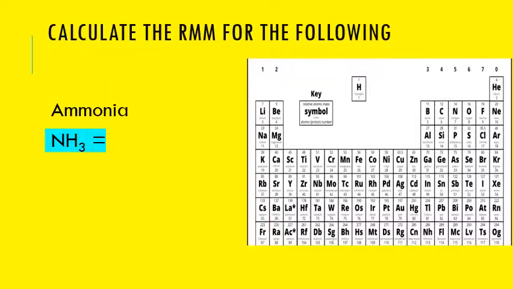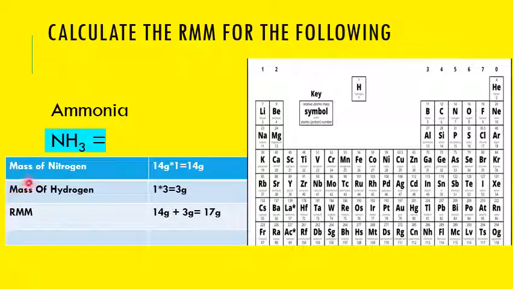That's it. So now we're going to figure out what the mass of ammonia is. So for the mass of ammonia, we're going to get the mass of nitrogen, and if we look at the periodic table, nitrogen is right over here, and the mass of nitrogen is 14. Remember, the mass number is the top number. So I'm going to say 14 multiplied by the number of atoms of nitrogen, which is 1, that gives me 14 grams.